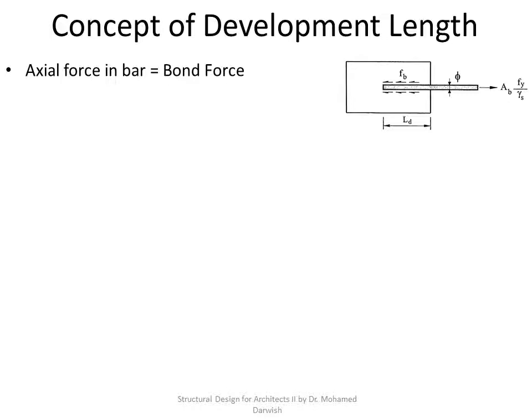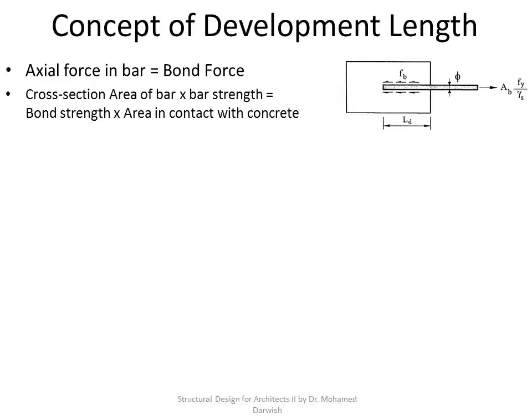So this development length we call it here LD. So simply you have the axial force in the bar, which should be equal to the bond force. This is the equilibrium. So simply the cross-sectional area of the bar multiplied by the bar strength is equal to the bond strength times the area in contact with concrete.